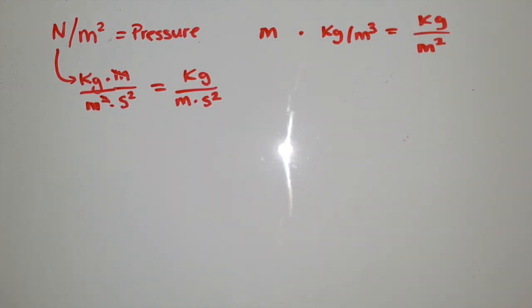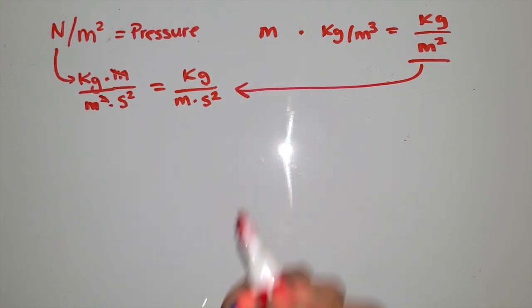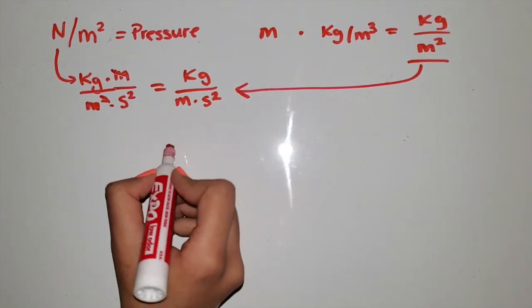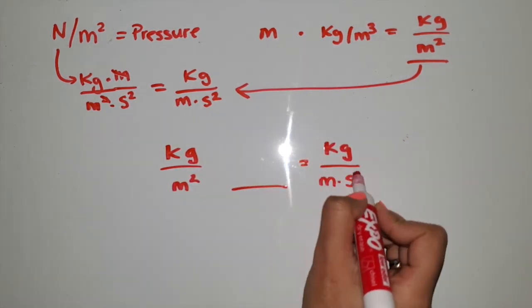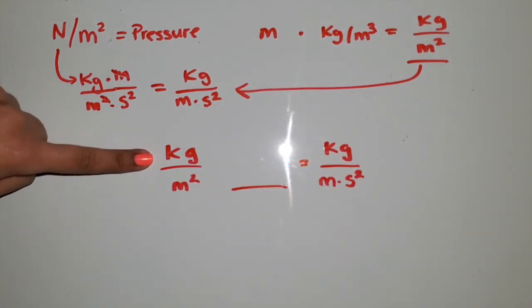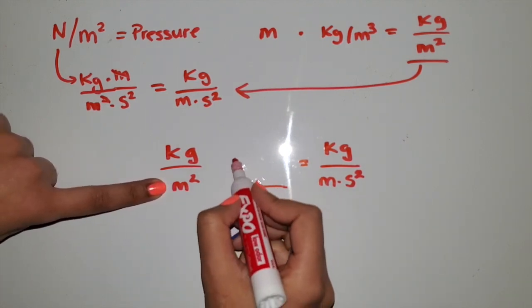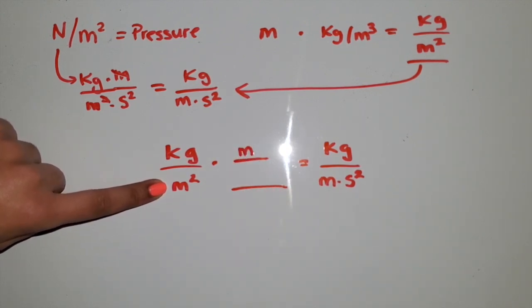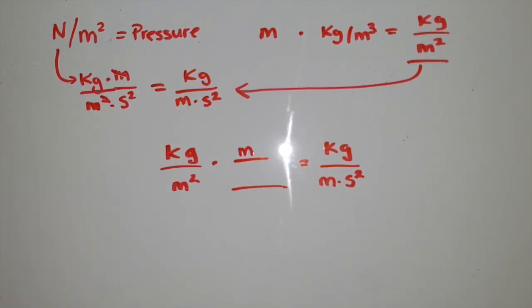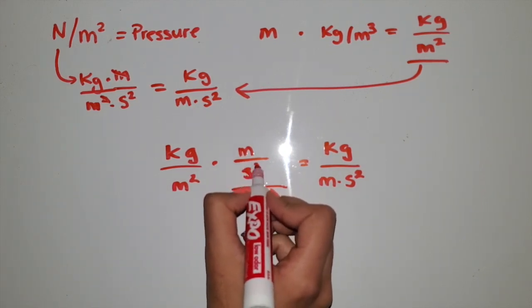Now, I just want you to take a moment and think about what you have to do to this term in order to get this term. I'm just going to write them out side by side. So we have our kilograms, we have meters squared, but we need meters. So that tells us that we need to multiply by meters. Now, we do not have second squared in any of this situation, so we need to divide by second squared.